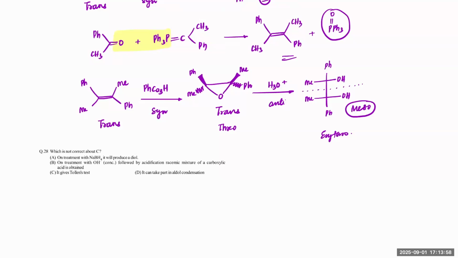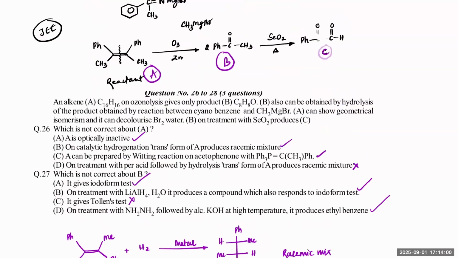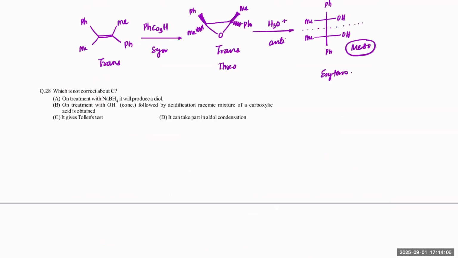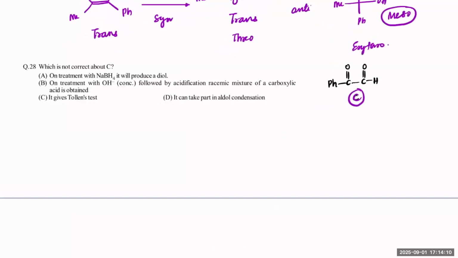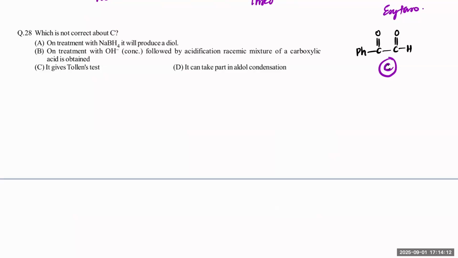Okay. Let me pull this C which we worked out already. So this is compound C. On treatment with NaBH4, it will produce a diol, which is true because this will also become alcohol. This will also become alcohol. On treatment with concentrated OH minus followed by acidification, the racemic mixture of carboxylic acid is obtained.